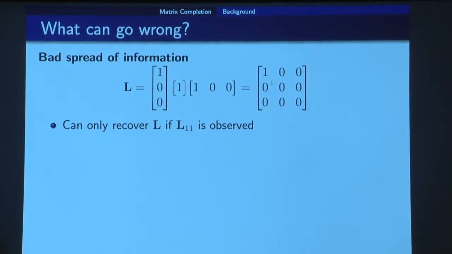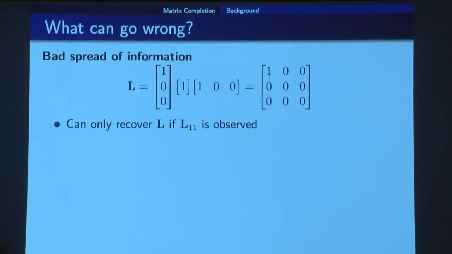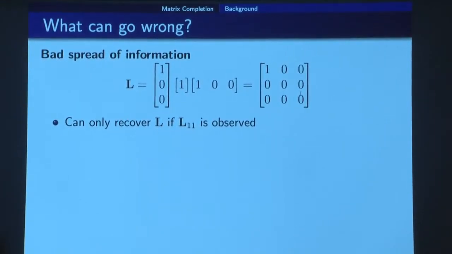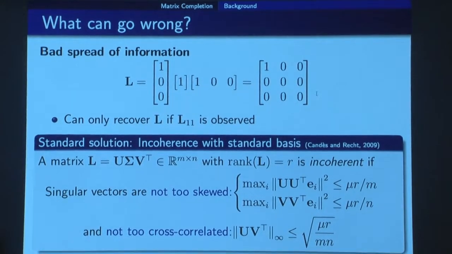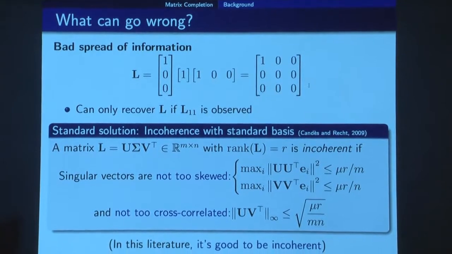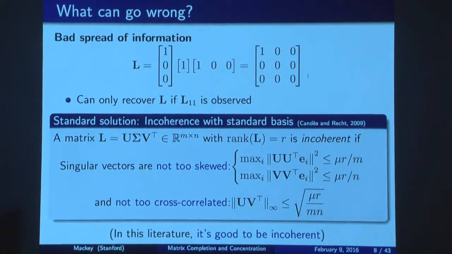OK, and the reason is that there's no indication that this 1 should be here in other parts of the matrix. The information is not spread out. To deal with this sort of problem, the standard solution in the literature, or a standard solution, is to assume incoherence with respect to a standard basis. You can just view that term as good spread of information. So it's worth noting that in this literature, it's good to be incoherent.